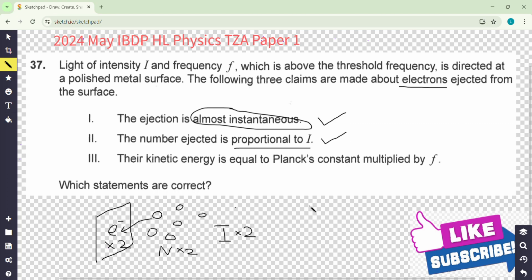Good. And the third one is: the kinetic energy, EK, of the electron is equal to the Planck constant times f. Remember the Einstein equation, EK equals hf minus the work function. First, this equation is about the maximum kinetic energy. Second, it is minus the work function, so not equal to hf. So the range of the kinetic energy emitted should be from 0 to hf minus the work function. So 3 is incorrect. So what's the answer?